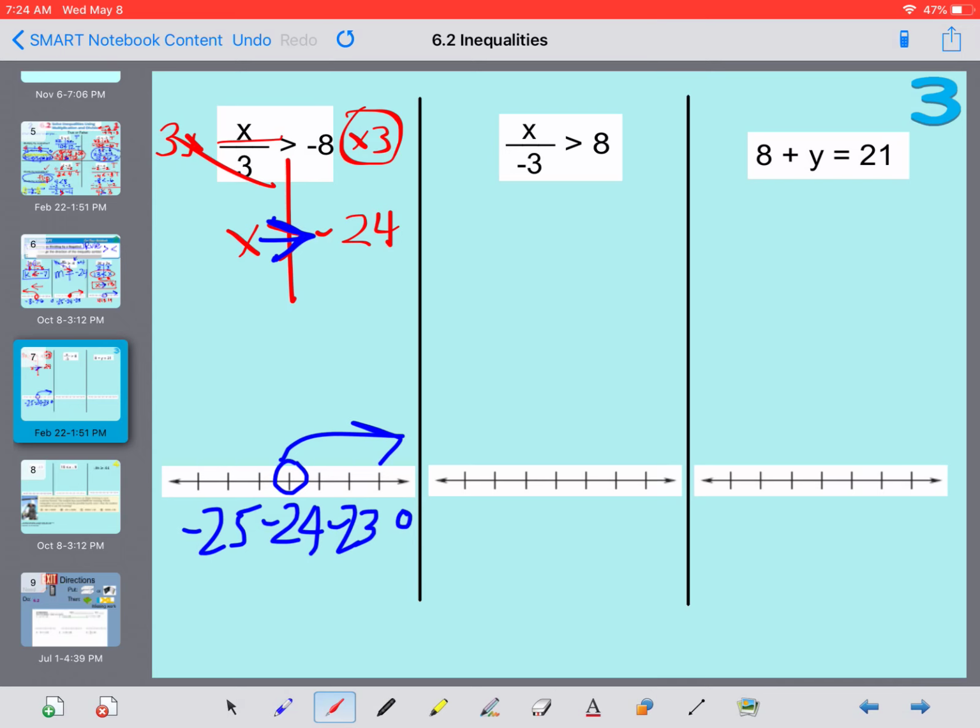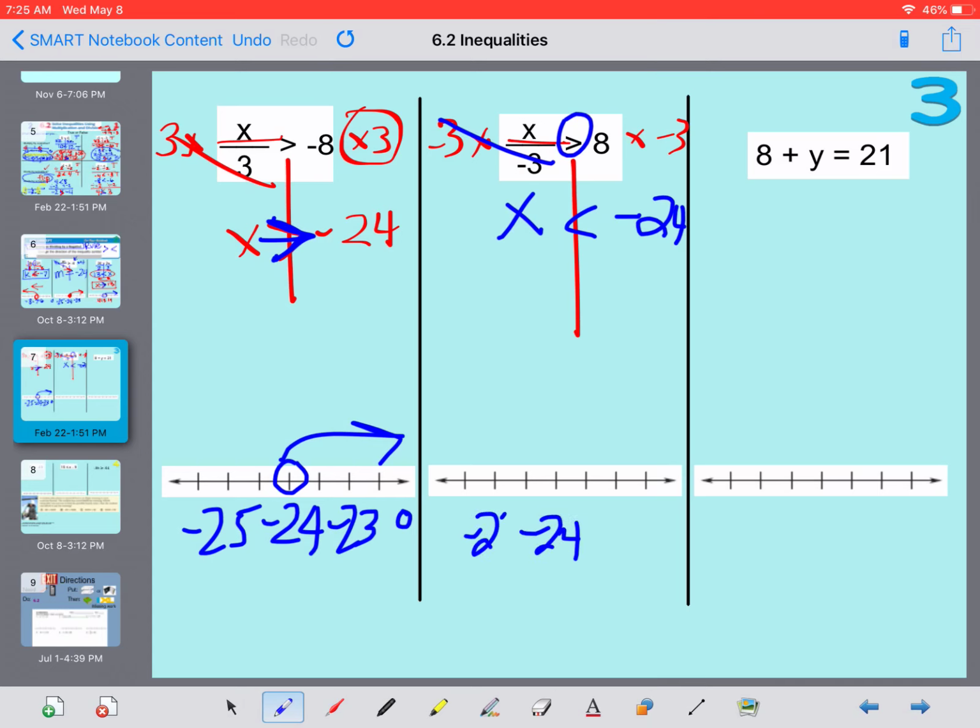This is the exact same problem, but a little bit different because we have divide by a negative, so to get rid of that we need to multiply it by negative 3. We did multiply by a negative, so our symbol flips. So we have x is less than 8 times 3 is 24, negative 24. So same setup, same symbol, except this one is less than, which is to the left.